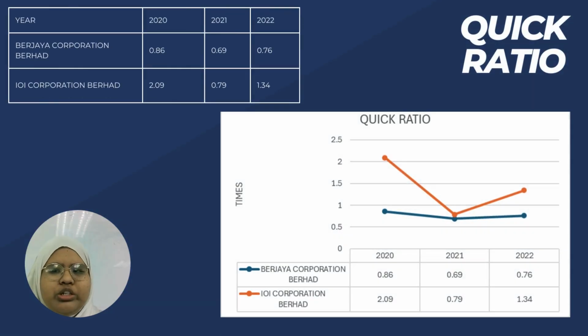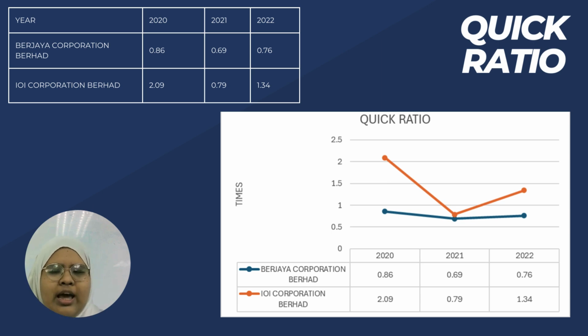The quick ratio measures the firm's ability to pay its short-term obligations without relying on inventories. It is a more conservative measure of liquidity than the current ratio, as it excludes inventory from the calculation.